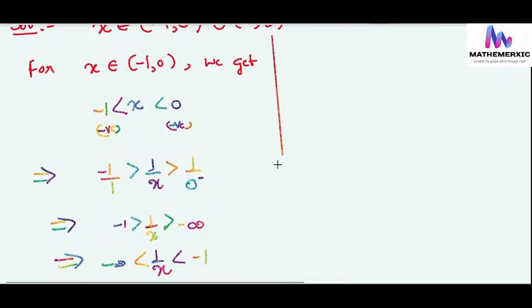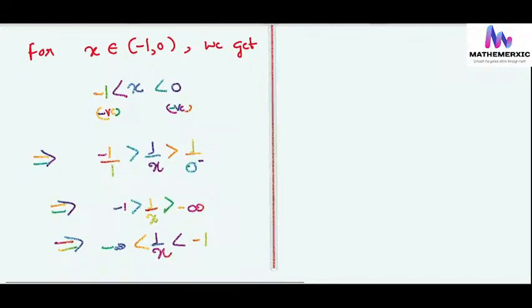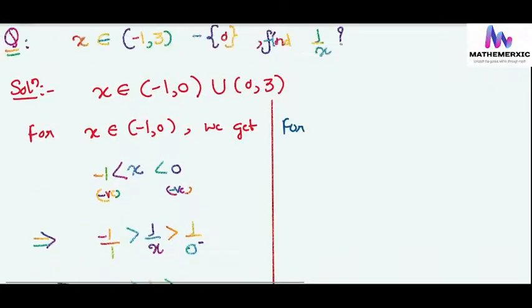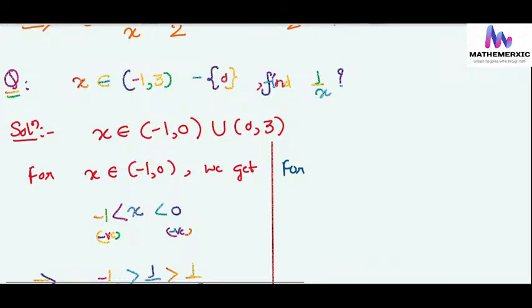We have other cases also with us. So for x belongs to 0, 3, whenever we are saying 0, 3, it is x greater than 0 and less than 3.